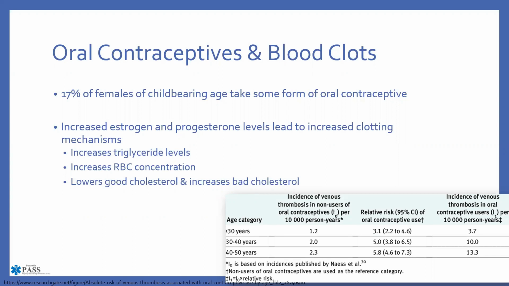The increased estrogen and progesterone levels are what lead to increased clotting mechanisms. And that's what I'm talking about. It's specifically one thing in some of these medications that has actually been linked to that. So it is not always just an estrogen or a progesterone; it really depends on the type of medication they are on. Other things that go along with that are increased triglyceride levels, increased red blood cell concentration, and it lowers good cholesterol and increases bad cholesterol. So it kind of does things in the reverse of what we'd like it to do under normal conditions.